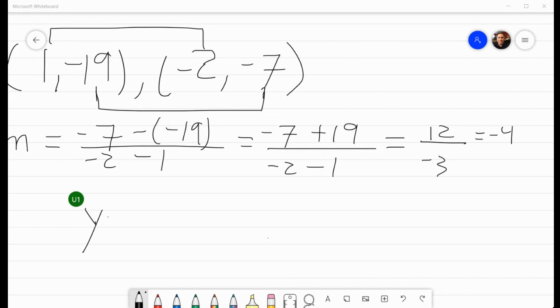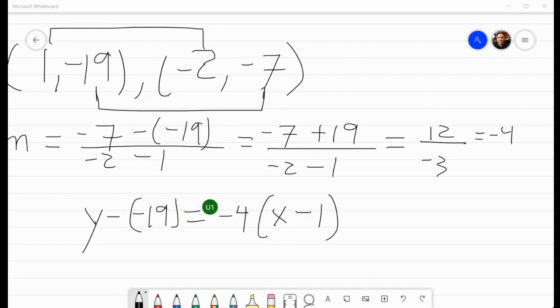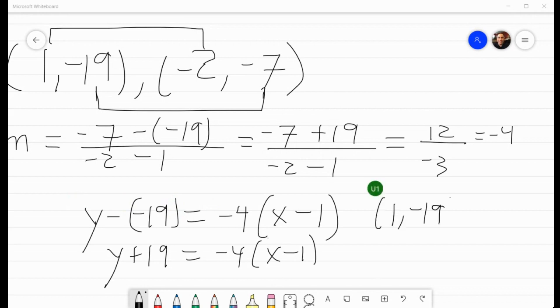So we have y minus negative 19 is the slope, which is negative 4, times x minus 1. This is if I'm using the first point. So we have y plus 19 is minus 4 times x minus 1. This is, again, using the point 1, negative 19 as our point on the line. You could do mx plus b if you wanted to. I just think that's a little bit more work, and we're done basically with this example.